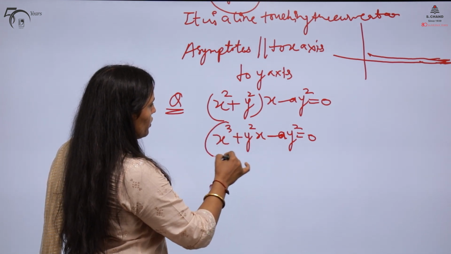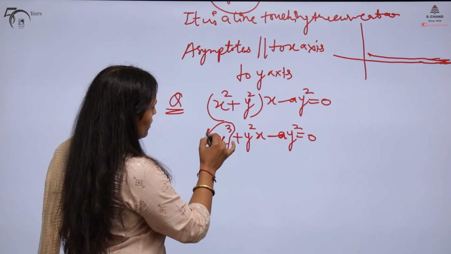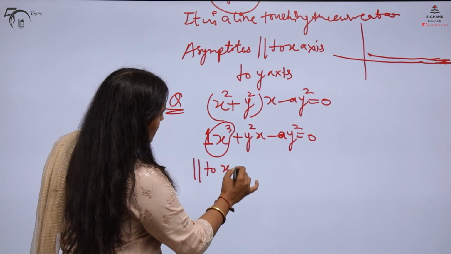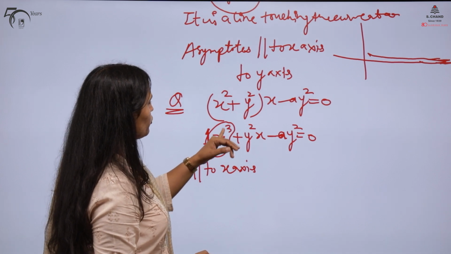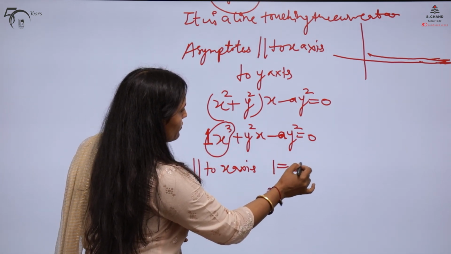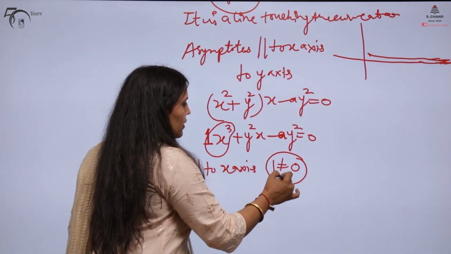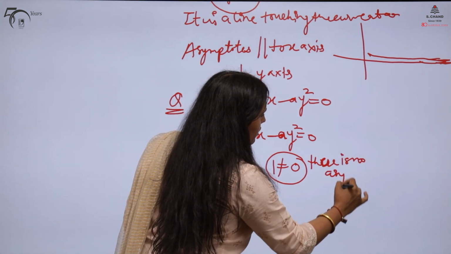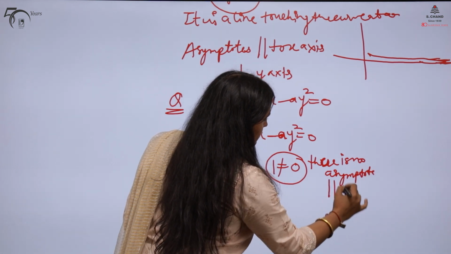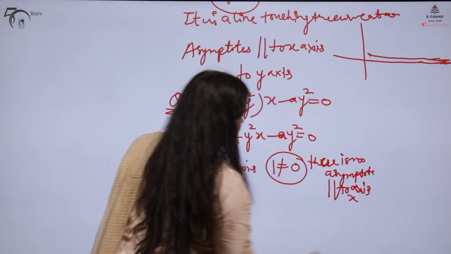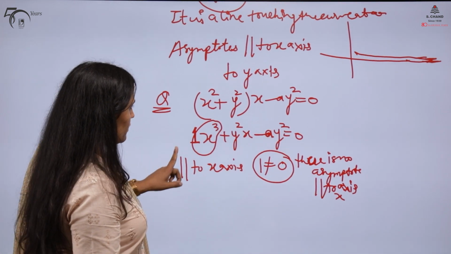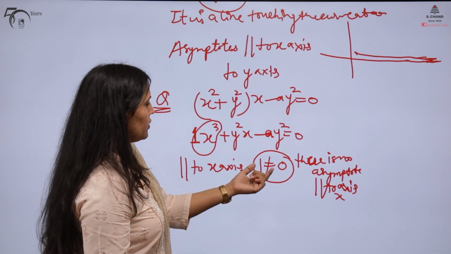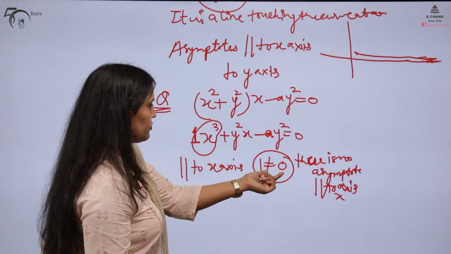Here the highest power of x, you can see it is x cube. The coefficient of x cube is 1. So generally for parallel to x axis, what we do? Put the highest degree coefficient of x equal to 0. But in this case it is absurd, writing 1 equal to 0. It means there is no asymptote parallel to x-axis. So for x-axis, the coefficient of highest degree of x is put equal to 0, but if it is a constant it cannot be equal to 0, it is an absurd thing. So it means there is no asymptote.